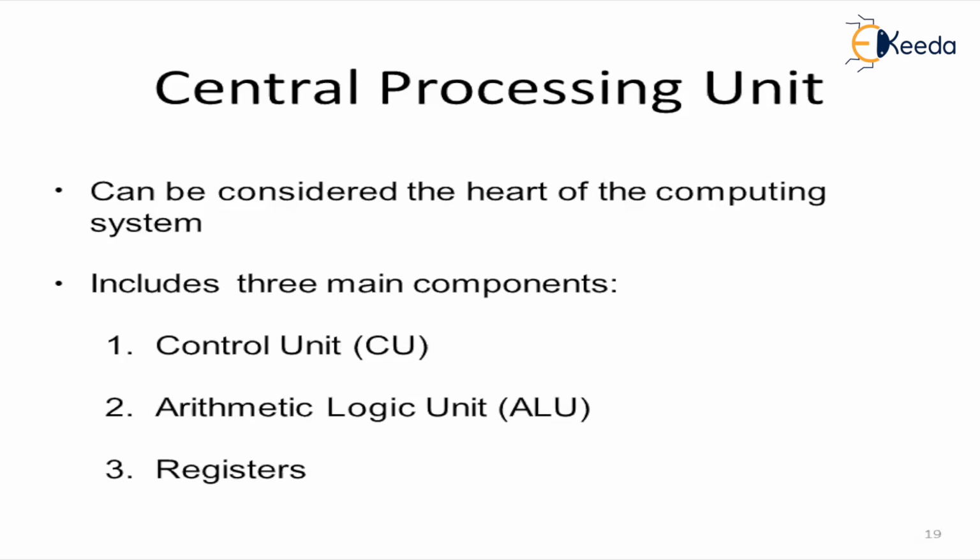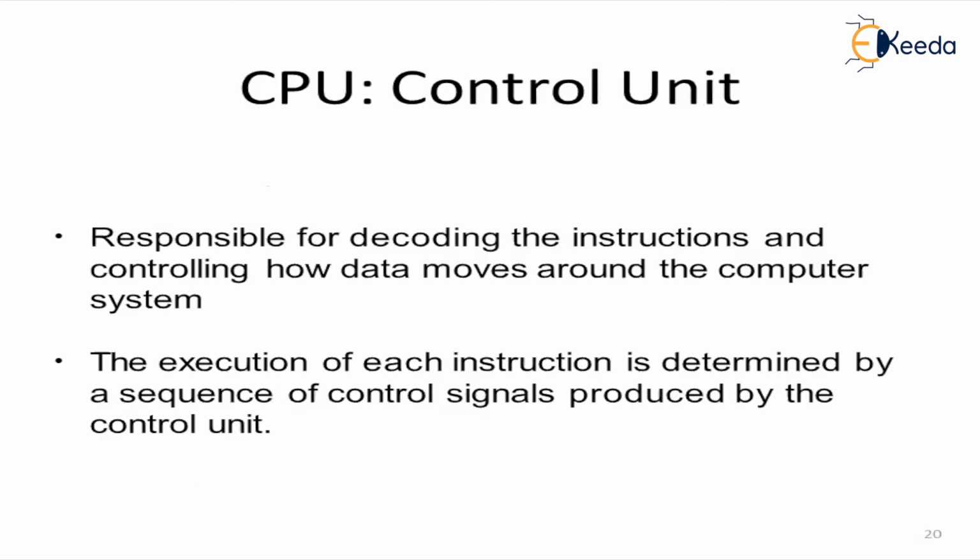Now, what is the central processing unit? The central processing unit basically consists of three parts. You have the control unit, you have the arithmetic and logic unit, and then you have the registers. So let us go ahead and look at it. What does the control unit do? What does the ALU do? What is the work of registers?